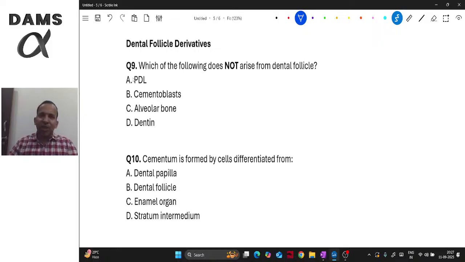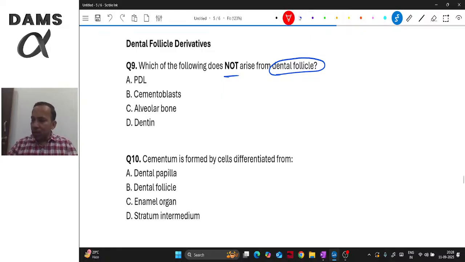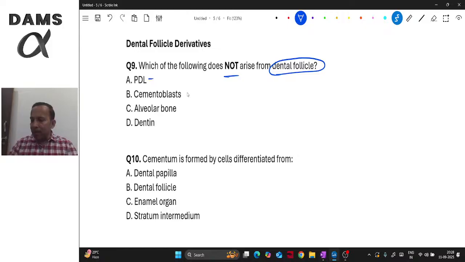So here we have a variation of the options in the first question. Which of the following does not arise from dental follicle? This is the same question that we have just discussed, just that the options are different. The options here are periodontal ligament, cementoblast, alveolar bone, and dentine. Yes, very good, Aarti. It is the dentine which will not form from dental follicle.